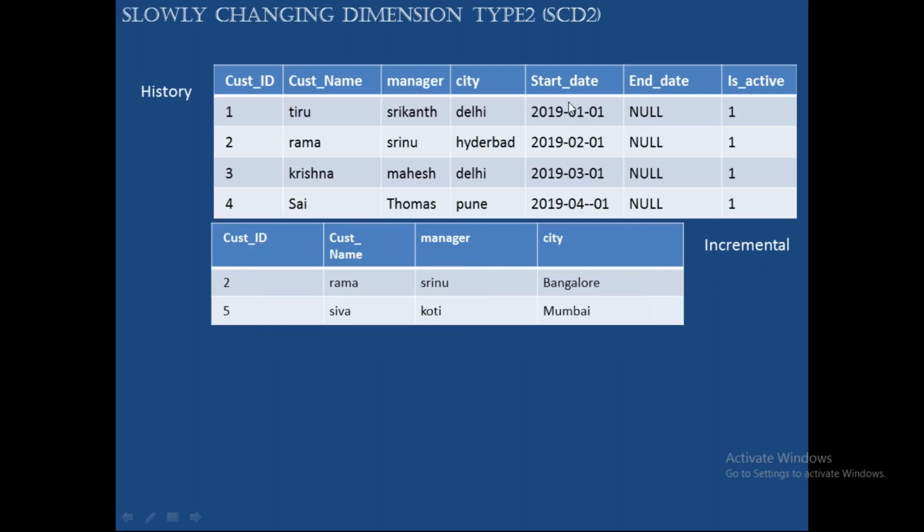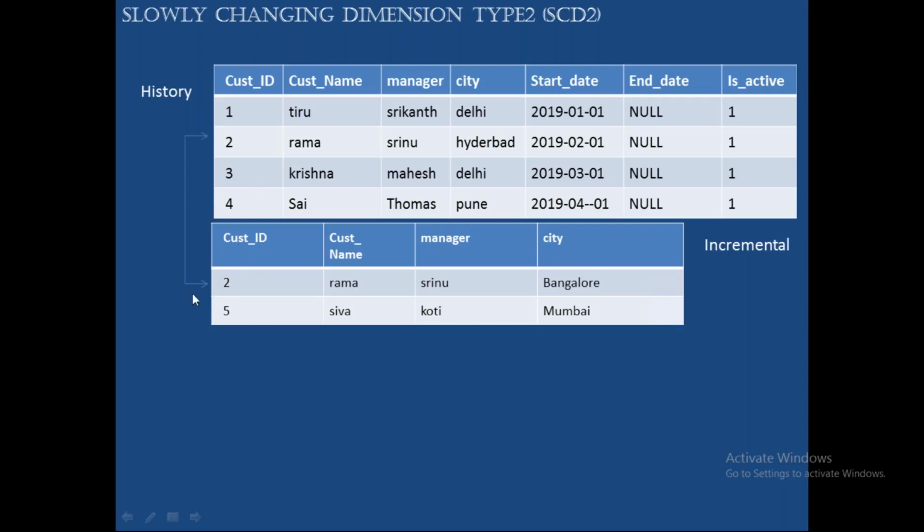Now you see in the dimension there is a start date, but no end date, and is active equal to 1 for all, since all people are active. So all these 4 customers are available in their respective cities. Now I'm just focusing on the data. You see 2 is a common record. So you should not overwrite. Instead, you need to put the end date for when he moved out of Hyderabad, and mark is active as 0.